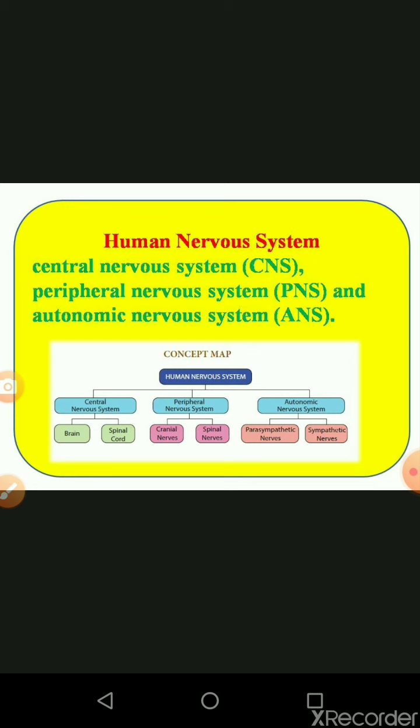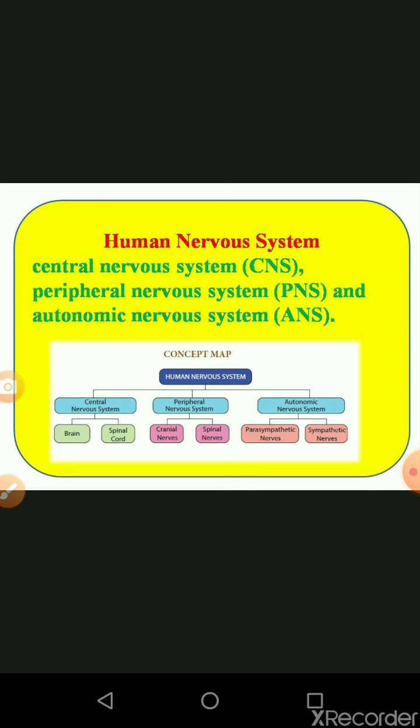Human nervous system. The human nervous system is totally different from some other animals, but commonly the human nervous system consists of three different types: CNS, PNS and ANS. CNS is the central nervous system. PNS means peripheral nervous system. ANS means autonomic nervous system.